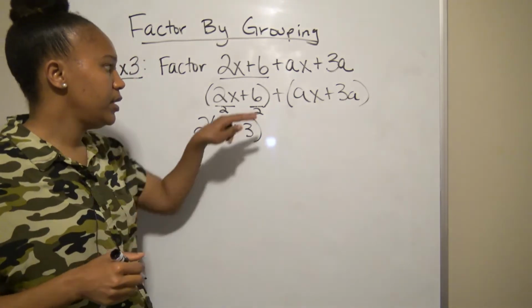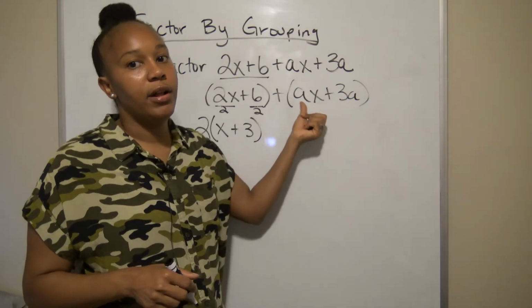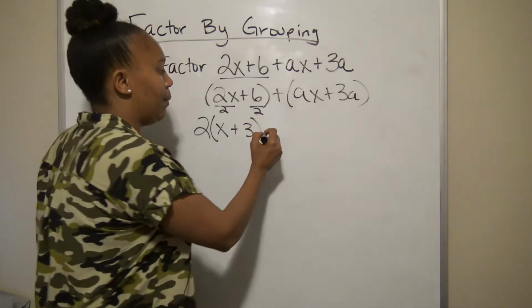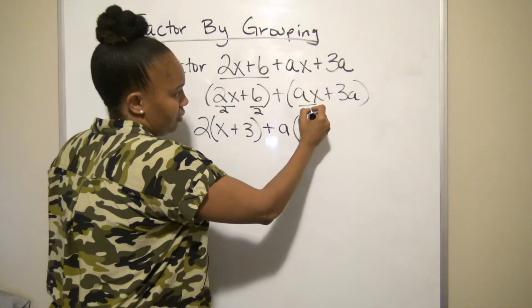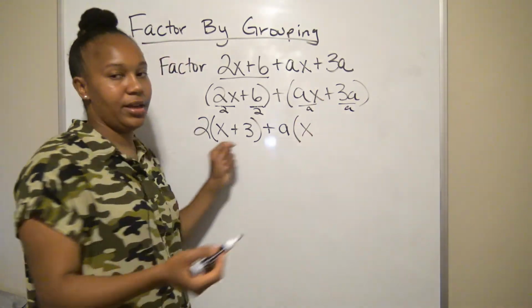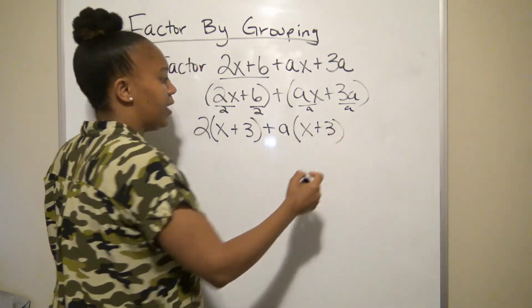Alrighty. Now what do these two terms have in common? There is no number on this one, so we can't pull out a number. But they both have an a in common. So I could pull out an a. I keep my plus sign there. When I pull out an a here, essentially I'm dividing by a to figure out what's left. The a's cancel, leaves me with the x. Divide this one by a. The a's cancel and leave me with the 3.